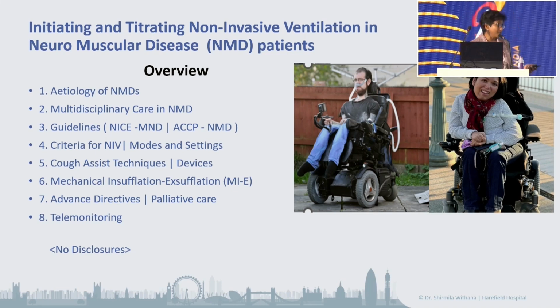on some published data. Now, one area that is very important in neuromuscular disease as well as chest wall disease is chest physiotherapy, and this has to be a degree of highly skilled chest physiotherapy. So that is something you need to develop if you do not have. So I will touch a bit on cough assist techniques and mechanical insufflation-exsufflation, extremely important as non-invasive ventilation in this group. We'll briefly touch on advance directives and telemonitoring.